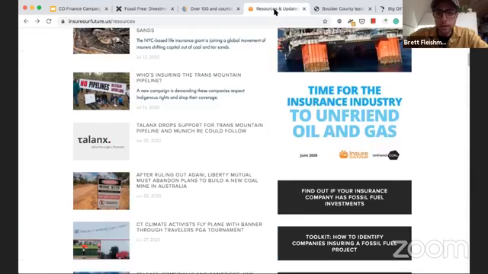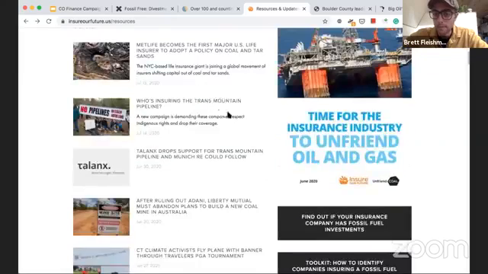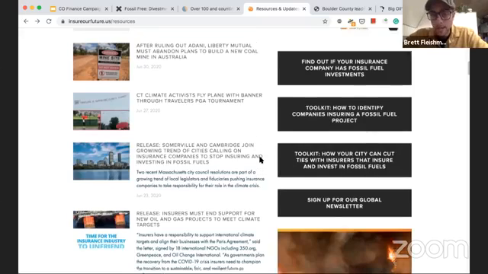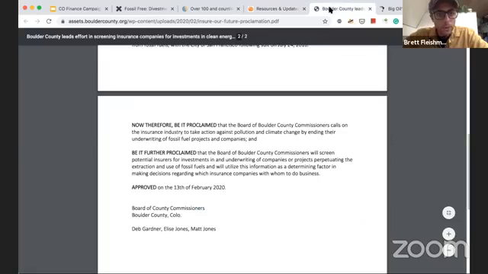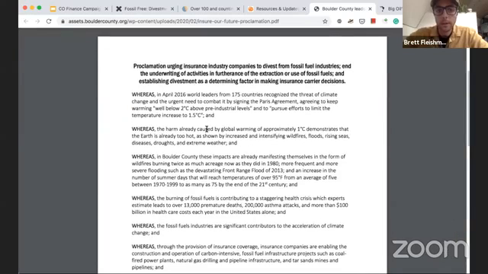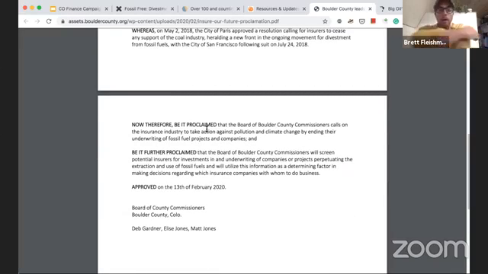There are lots of great resources on the Insure Our Future page, including toolkits on how to identify your city or town's insurance provider and how to launch a campaign. And within the toolkit is the Boulder County resolution that passed at the city level. Here's what that looks like. Now Boulder has instructed its insurance procurement department to take climate change into account and look at whether their insurance providers are underwriting fossil fuel projects and companies, which is very cool.